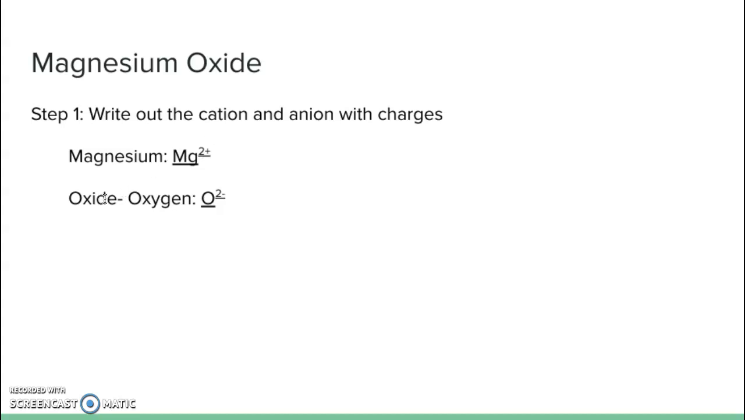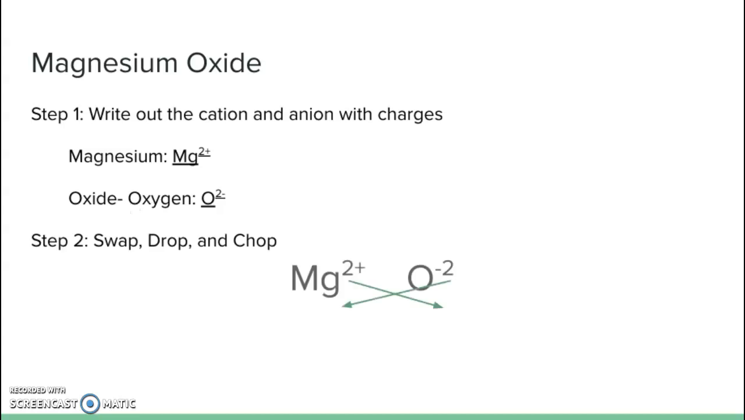Oxide, okay, and I'll give you a hint in your notes. There is an "ide" ending chart, so check it out. If I have oxide, I know that it's the element oxygen, and I know oxygen has an O2- charge. So when I go to swap, drop, and chop, I know I am swapping those 2+ and the 2-, and I'm dropping the signs to get Mg2O2, right?